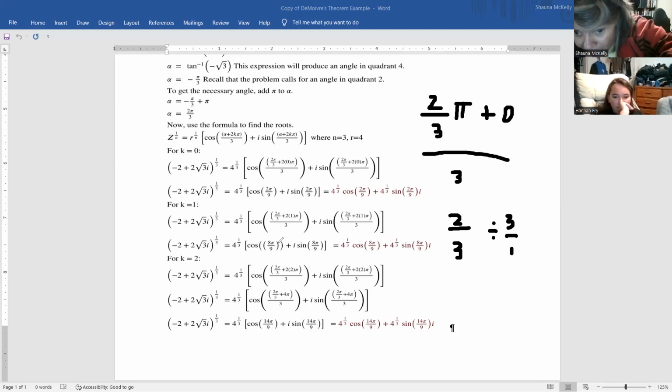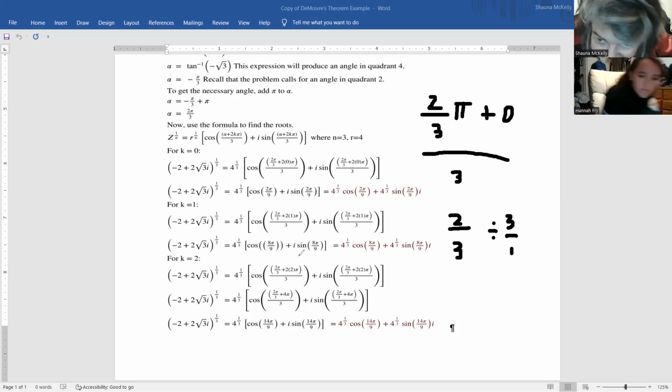If it's more helpful for you, you can get the decimals as you go, but I would simplify here, get to this, and then get the decimal. Don't try to get the decimal before that, or you're going to be in a pickle.